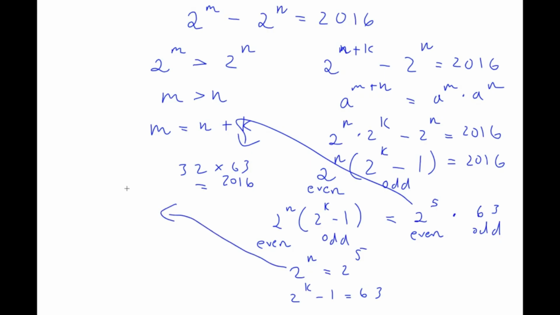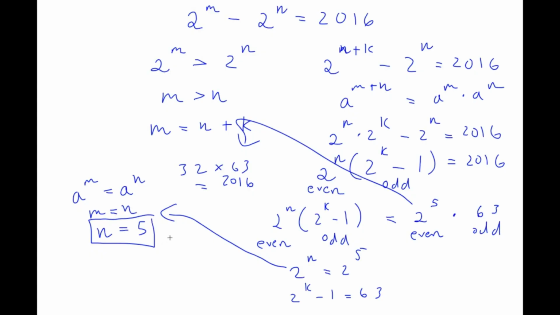So for 2 to the power of n is equal to 2 to the power of 5, if we have something in the form a to the power of m is equal to a to the power of n, then this means that m is equal to n. So for 2 to the power of n is equal to 2 to the power of 5, n is equal to 5.